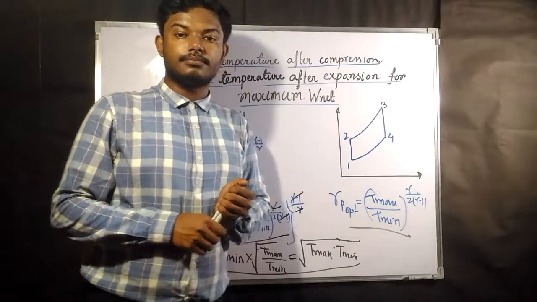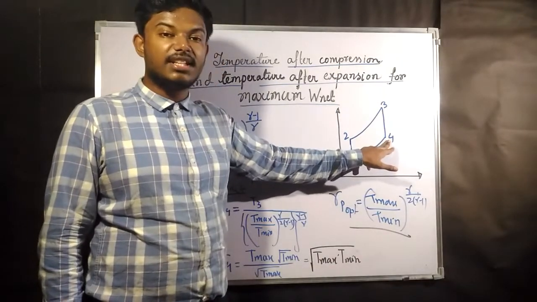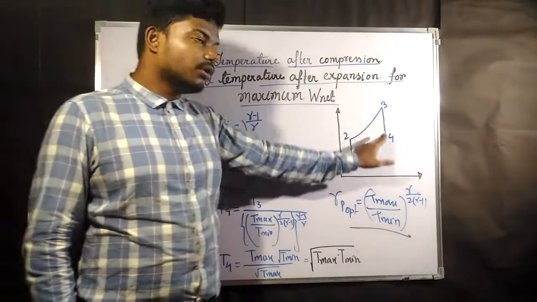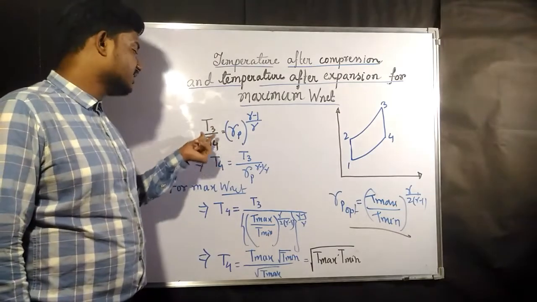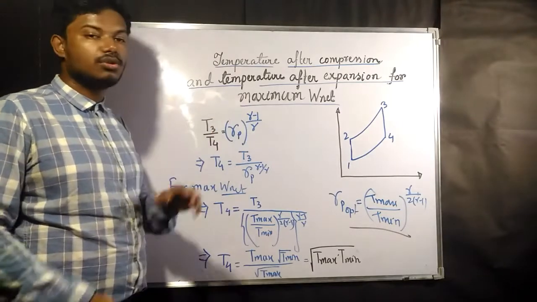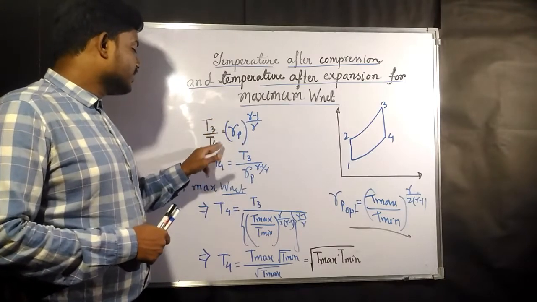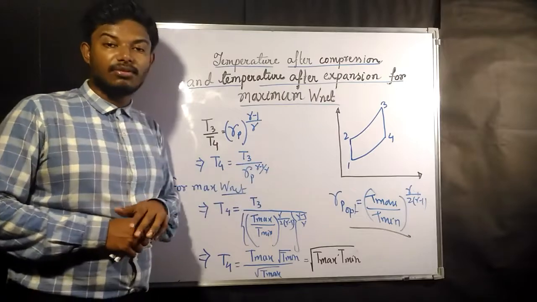Now we are going to find what should be the temperature after the expansion for maximum W net. 3 to 4 is again an isentropic process, and from this we can write the relation T3 by T4 is equal to the pressure ratio to the power gamma minus 1 by gamma. From this, T4 is nothing but T3 by Rp to the power gamma minus 1 by gamma.